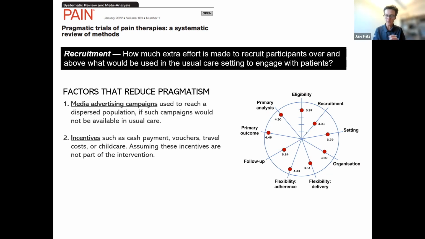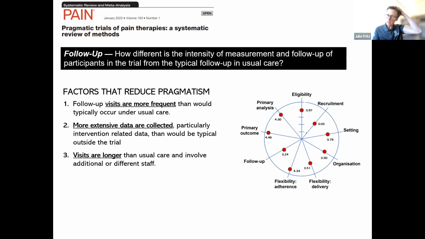And again, there may be absolutely understandable reasons why a particular study does these things, but these are common variables that detract from pragmatism. With respect to the follow-up, we noted this already, that visits are more frequent, follow-up visits, that is, more extensive data are collected, more time is allowed for sessions. These are things that detract from pragmatism.